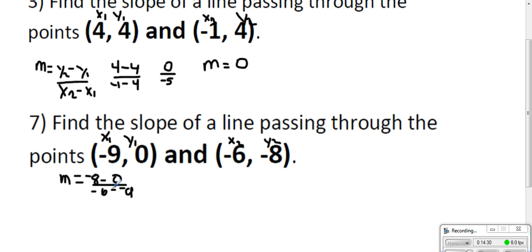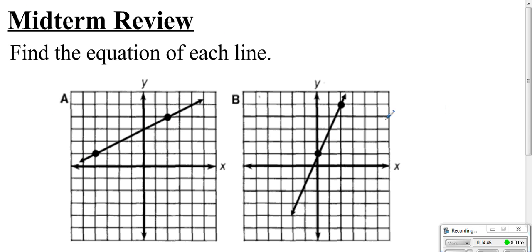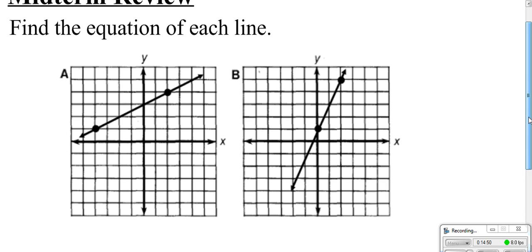When you have double negatives, it's like keep change. You have to just make them positive. Back-to-back negatives become positive. So the numerator is -8, and -6 plus 9 is 3. You could leave it like that. That's the slope. Just find the equation of a line. These are very, very easy. Hopefully you remember how to do it.